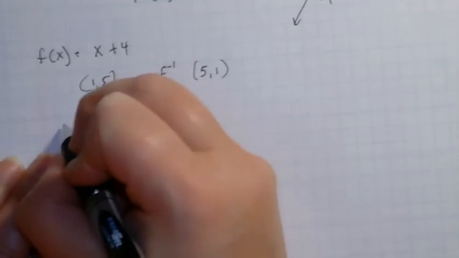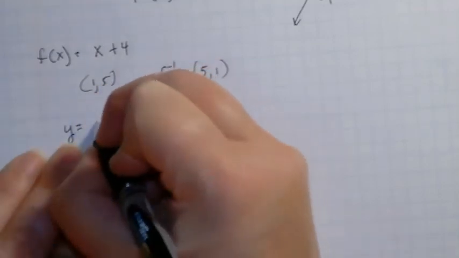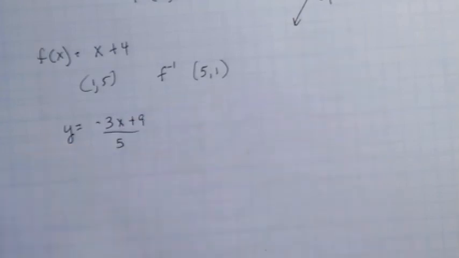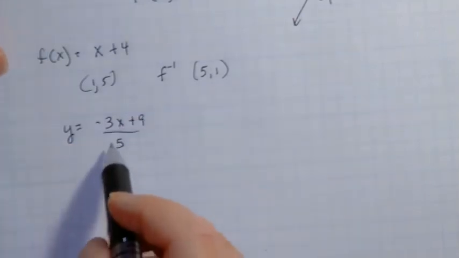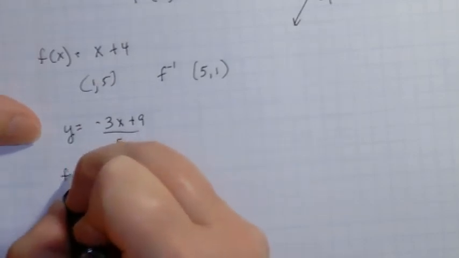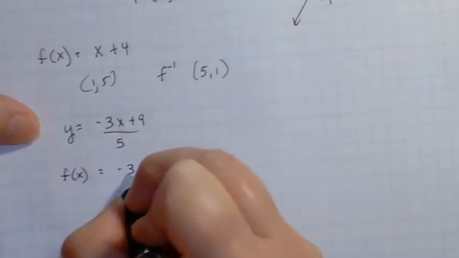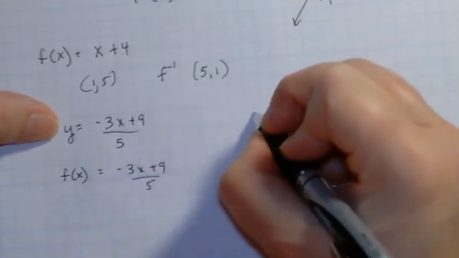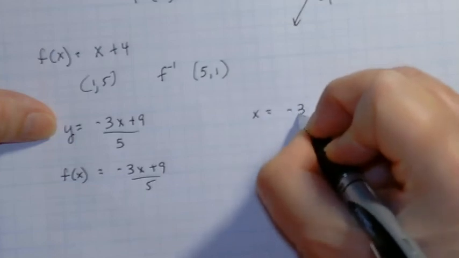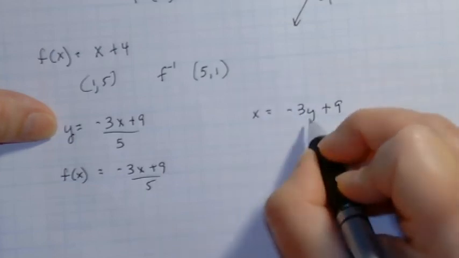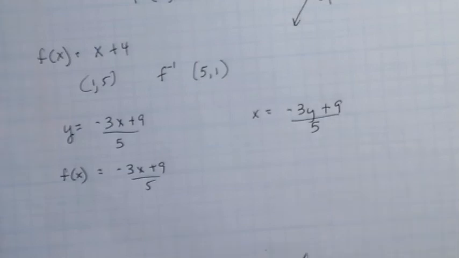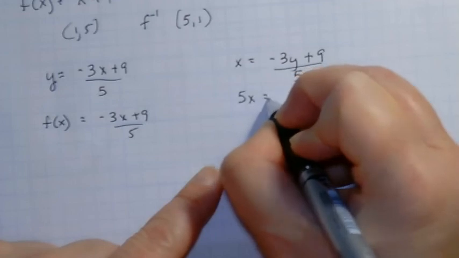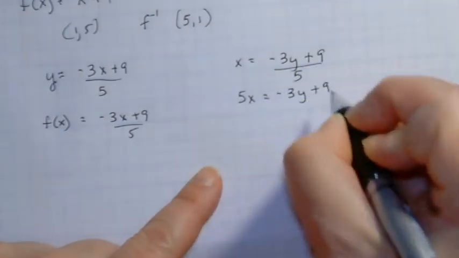So let's do y equals negative 3x plus 9 over 5 and see if we can find the inverse. So this is a function, so I can write it like this. And now I'm going to find the inverse. So I'm going to switch the x and the y. So x equals negative 3y plus 9 over 5. To solve, the first thing I'm going to do is multiply both sides by 5. So I get 5x equals negative 3y plus 9.